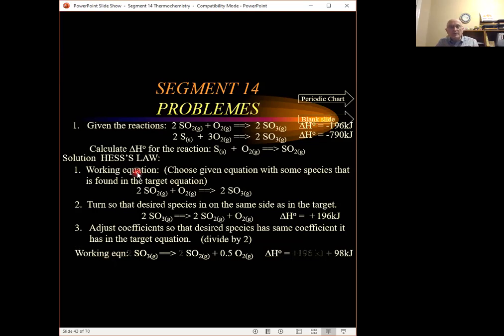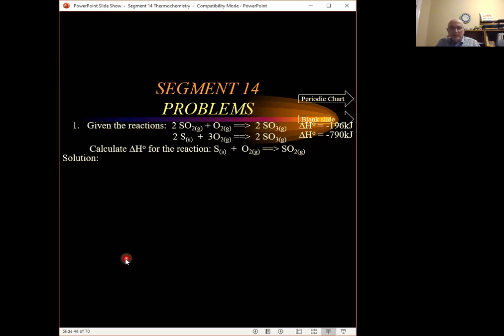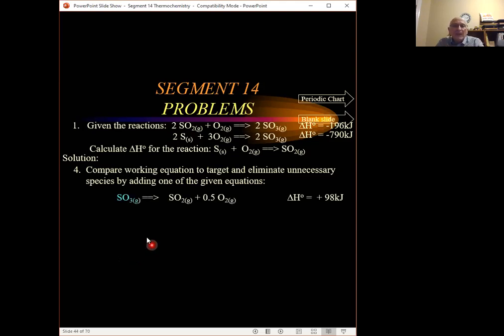So my working equation to start out with was one of the original equations that had the most complex part of my target equation in the correct side with the correct coefficient. Once I've done that, that gave me a new working equation. From here on out, we're getting rid of things in that working equation. So I need to add to that then. There's the SO3, and it's at plus 98 kilojoules from there.